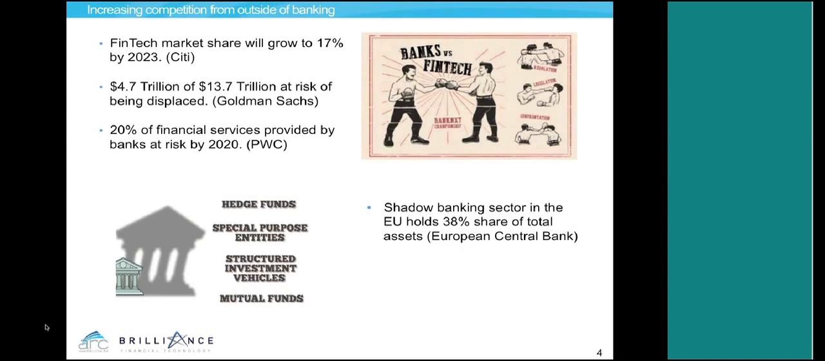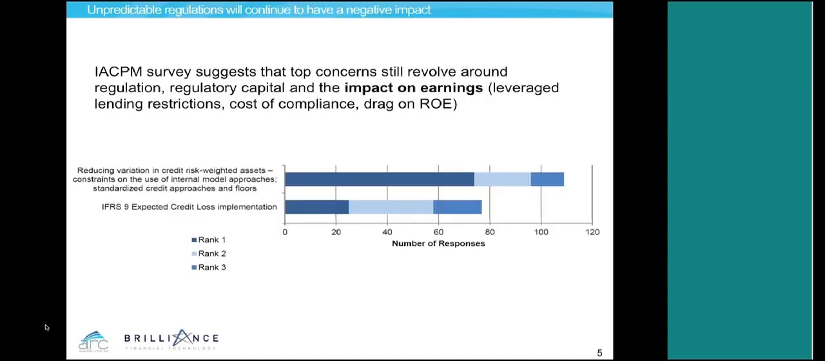The other area that I see that's really impacting banks is regulations, and I think we all know this, right?